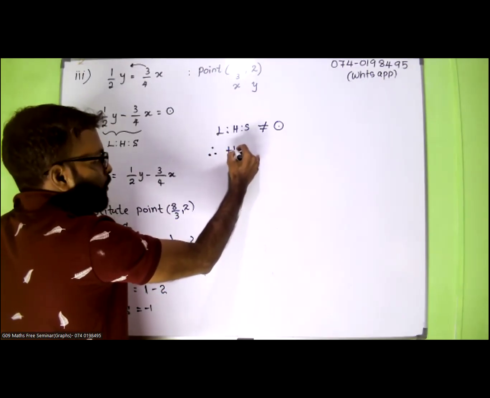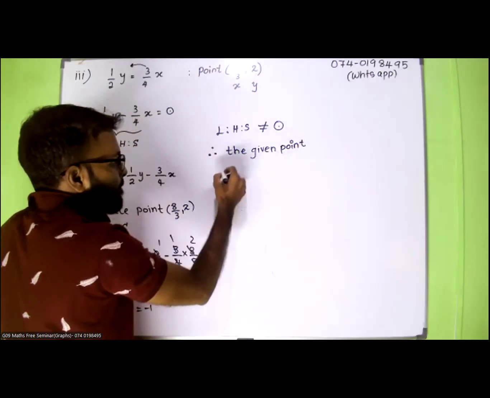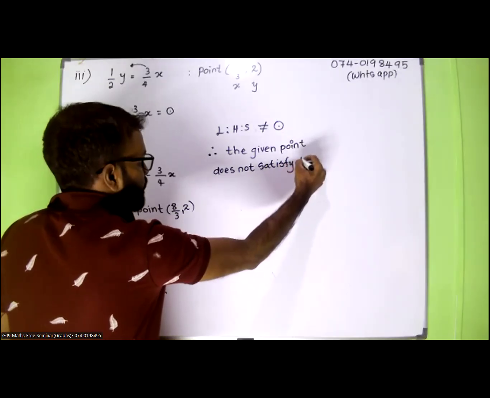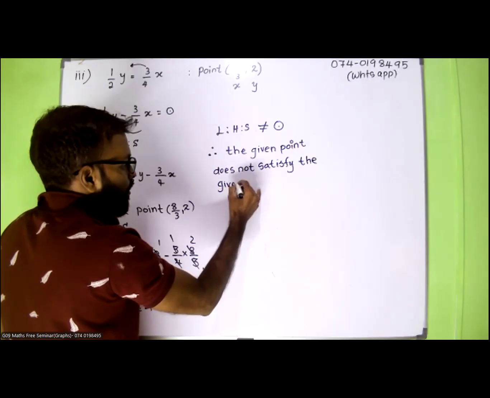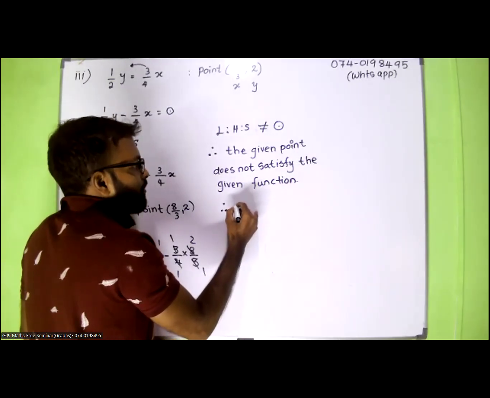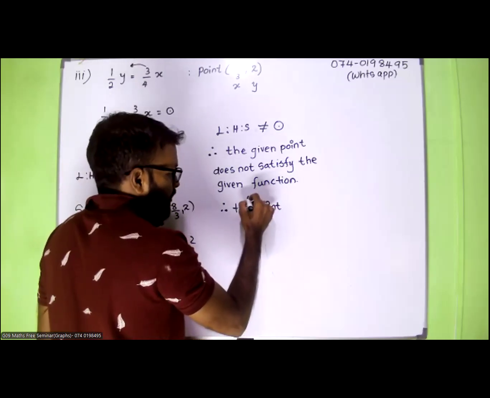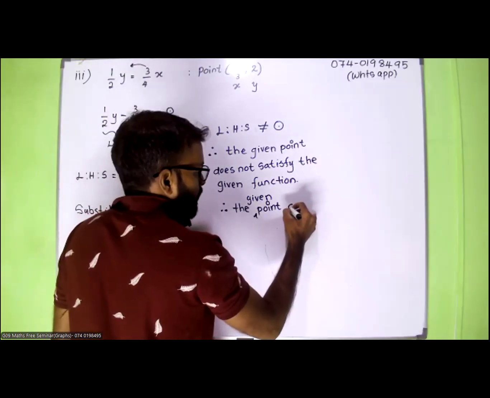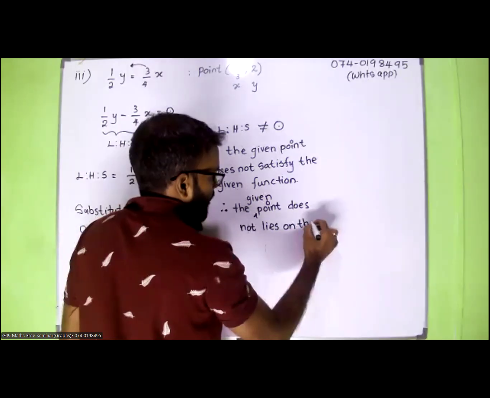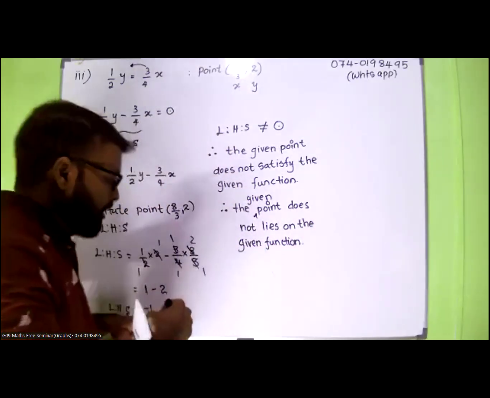Therefore, you can write the answer: the given point does not satisfy the given function, and therefore the given point does not lie on the given function. So this is the full answer.